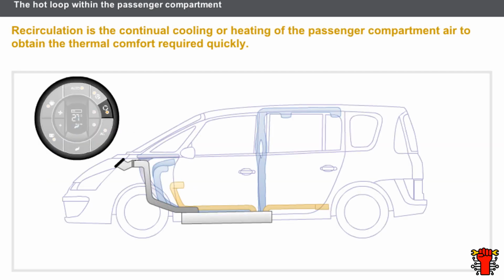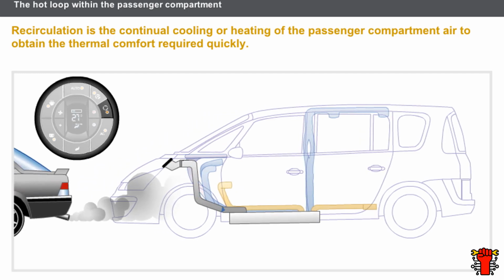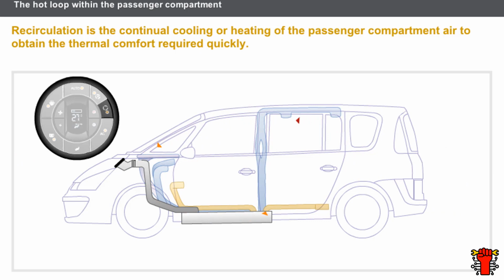We shall now look at air recirculation in more detail. Recirculation allows occupants to isolate themselves in the event of external pollution. Recirculation is the continual cooling or heating of the passenger compartment air to obtain the thermal comfort required quickly. In manual mode, it is preferable not to leave the recirculation function on for too long, so as to renew the interior air regularly. In automatic mode, the recirculation flap renews the air every 10 minutes.